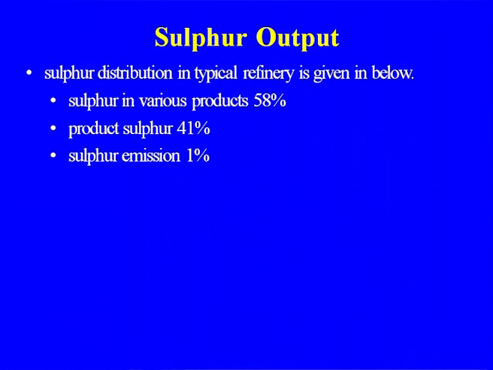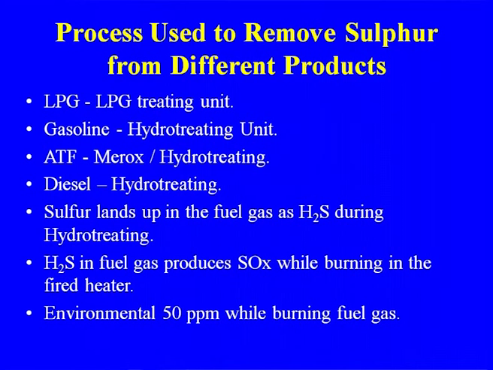Sulfur distribution in a typical refinery: sulfur in the various products 58%, product sulfur 41%, sulfur emission 1%. So you see the major contributors are the products, the various products which you are getting from the refinery operation.